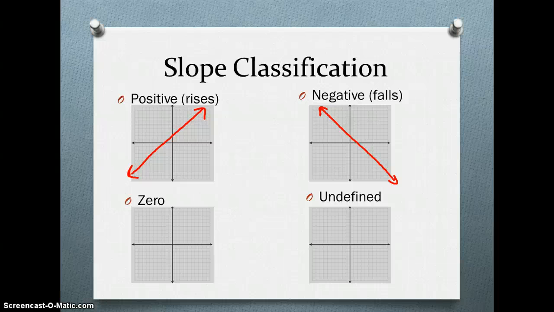Now, a slope of 0. Now remember, if we go back to the definition of slope, it's the ratio of vertical change to horizontal change. So if there is no vertical change, if we have just a straight horizontal line, I go straight across on this number line the entire time. There is no vertical change. That has a slope of 0.